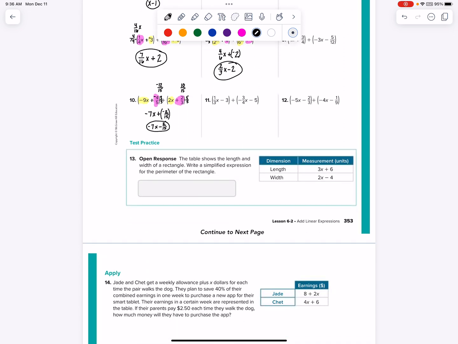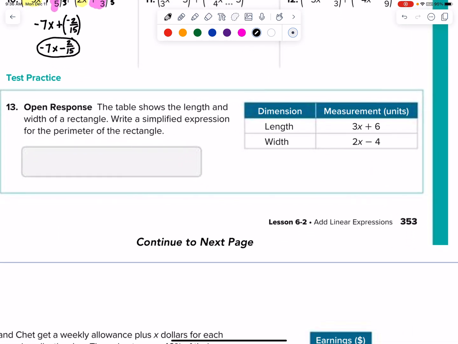Let's take a look at number 13. It's the same idea. It shows the length and width of a rectangle. Write the simplified expression for the perimeter of the rectangle. So the only twist with this is we have the length and the width. So think about that. They're only giving you one side. Here's the length, and here's the width. And so we actually have double of those.